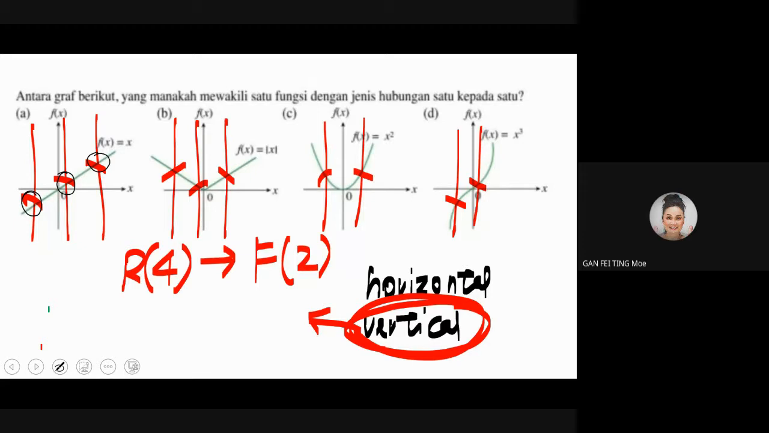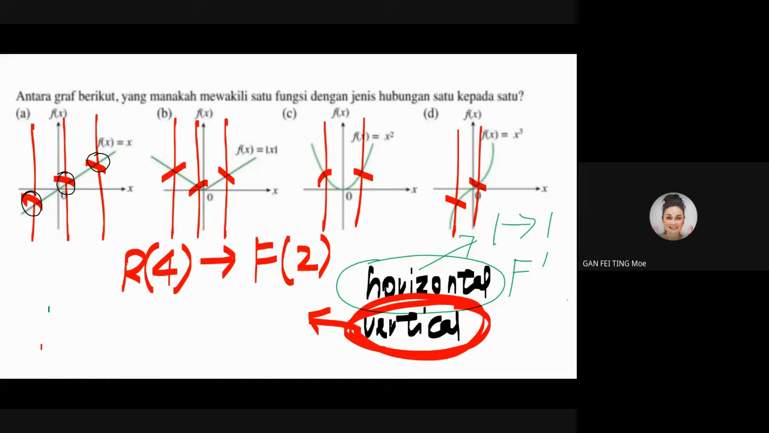For a function given to you, if you want to test whether it is a one-to-one function, or whether the function given to you has an inverse function, then you use the horizontal line test. Okay, I make a note here for you. This horizontal test is used to check whether the function is one-to-one, or to check whether the inverse function exists.